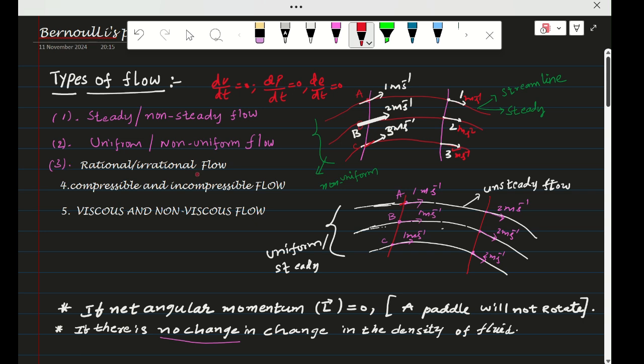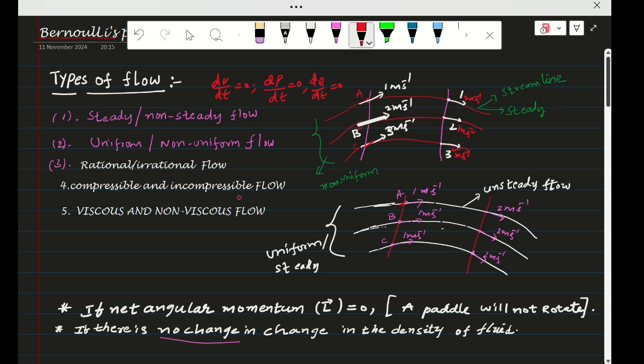So rotational, irrotational. Irrotational motion means net angular momentum is 0. Across the fluid, if I keep one wheel and it is not rotating, that is irrotational flow. If it is rotating, that is rotational flow.